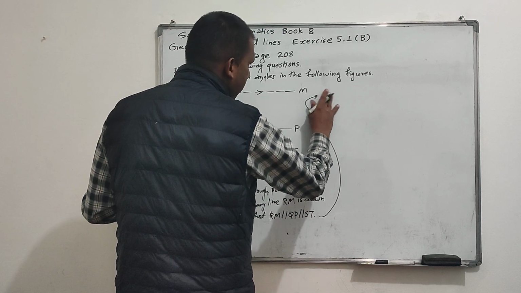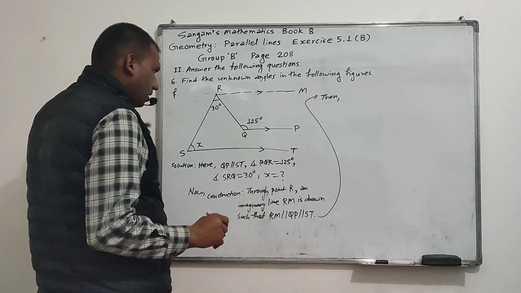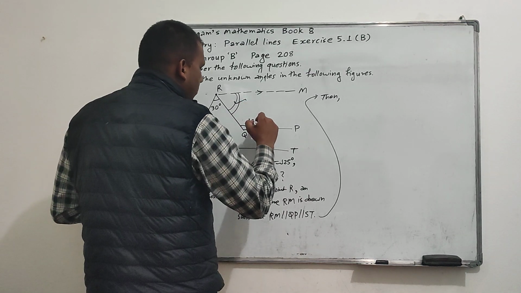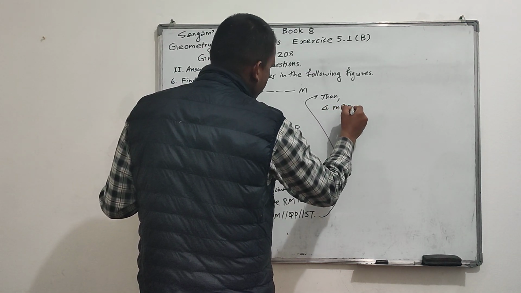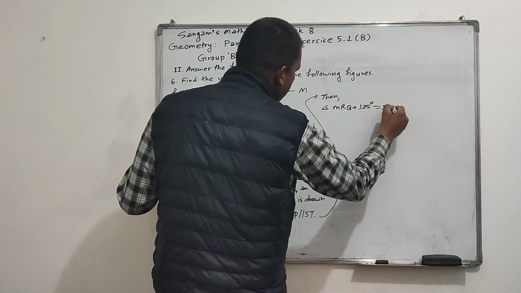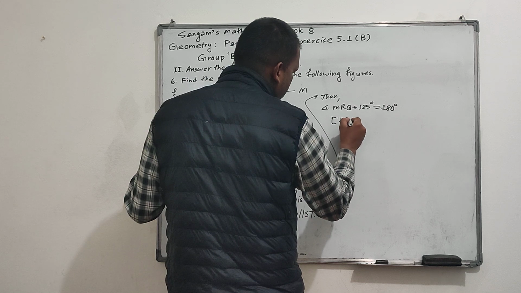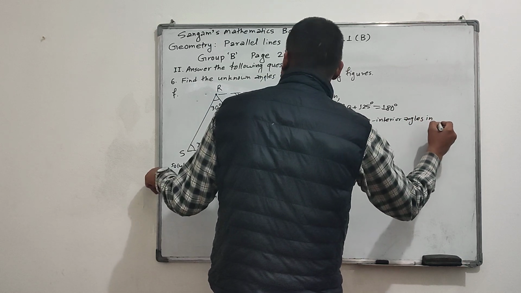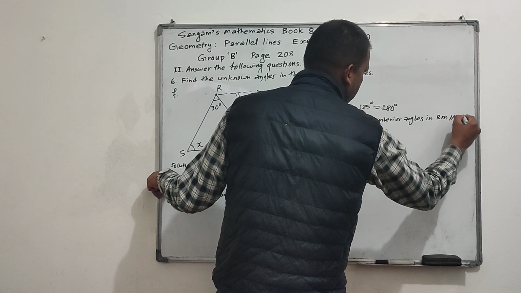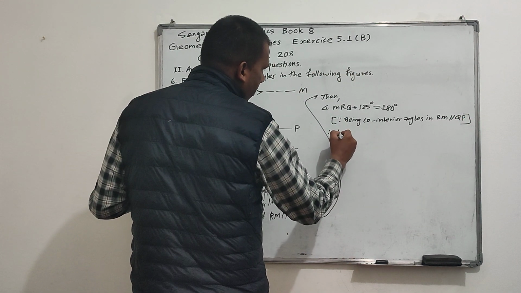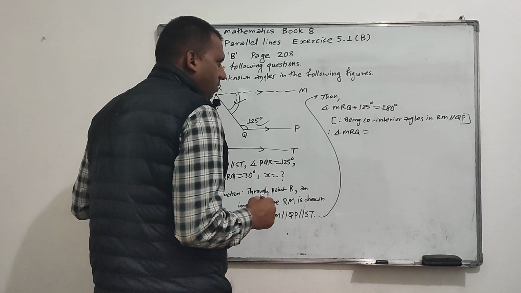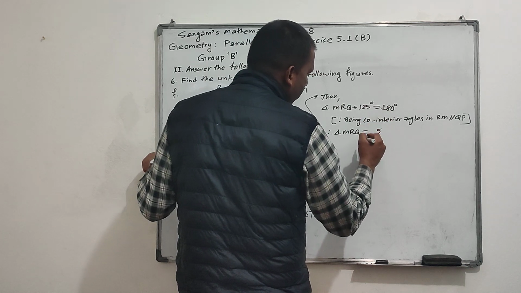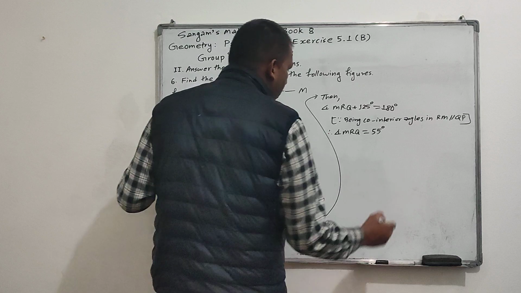Then this angle MRQ and 125 are co-interior angles. So you can write angle MRQ plus 125 equal to 180 degree, being co-interior angles in RM parallel to QP. Therefore, angle MRQ equal to 180 minus 125, that is 55 degree.